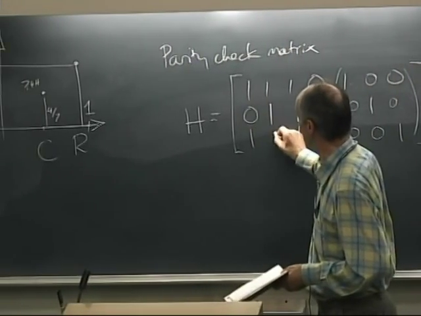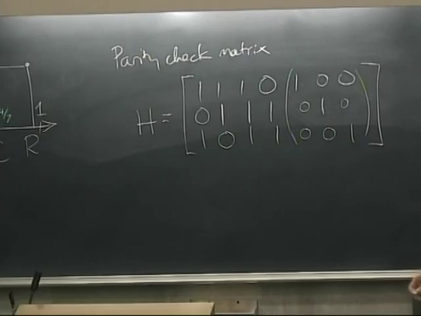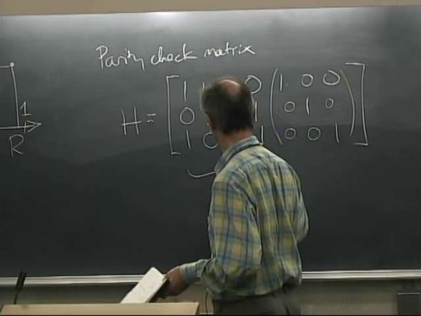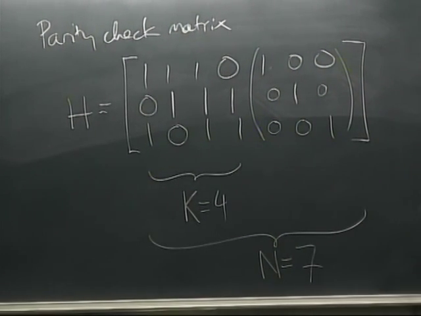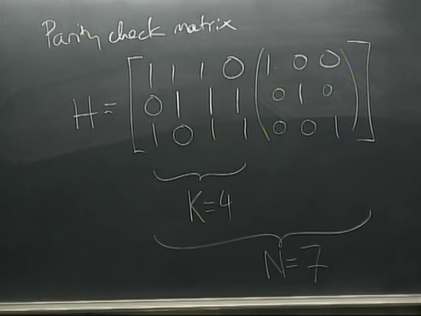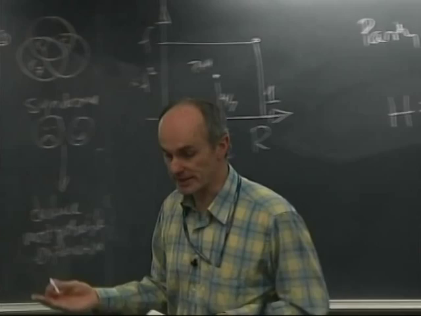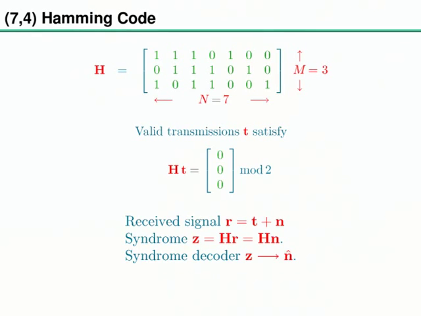Nevertheless, you could come up with an encoding rule where the user sets some number of bits k, which here is 4, and then the total transmission of n bits, here 7, is set in such a way that these constraints are satisfied. So that's the general way of describing encoding. We've got a list of constraints that must be satisfied. The sender sets some of the bits. The constraints determine the other bits. Then you receive a received vector, which we're thinking of as being t plus n. And when I say plus, I mean modulo 2, bitwise addition modulo 2. We compute the syndrome, which is which circles are happy and which are sad, by multiplying H times r. That's called z. Z is our name for the syndrome.